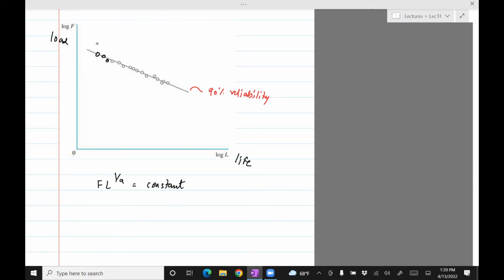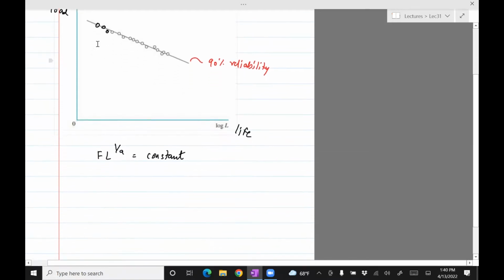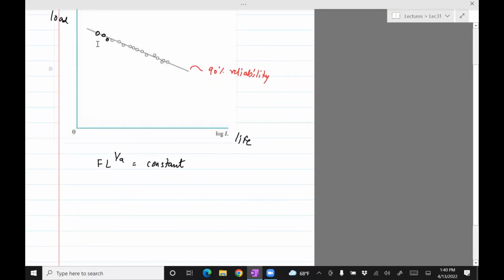Okay, so if you draw a plot of F versus L, not log, you see a curve, and you will not really be able to get this simple expression because that curve doesn't really mean anything. But the moment you do log, you see it's a nice straight line, and that's why people normally draw log plots for this. Okay, so this is a constant, which is a really nice equation which can be used for design.